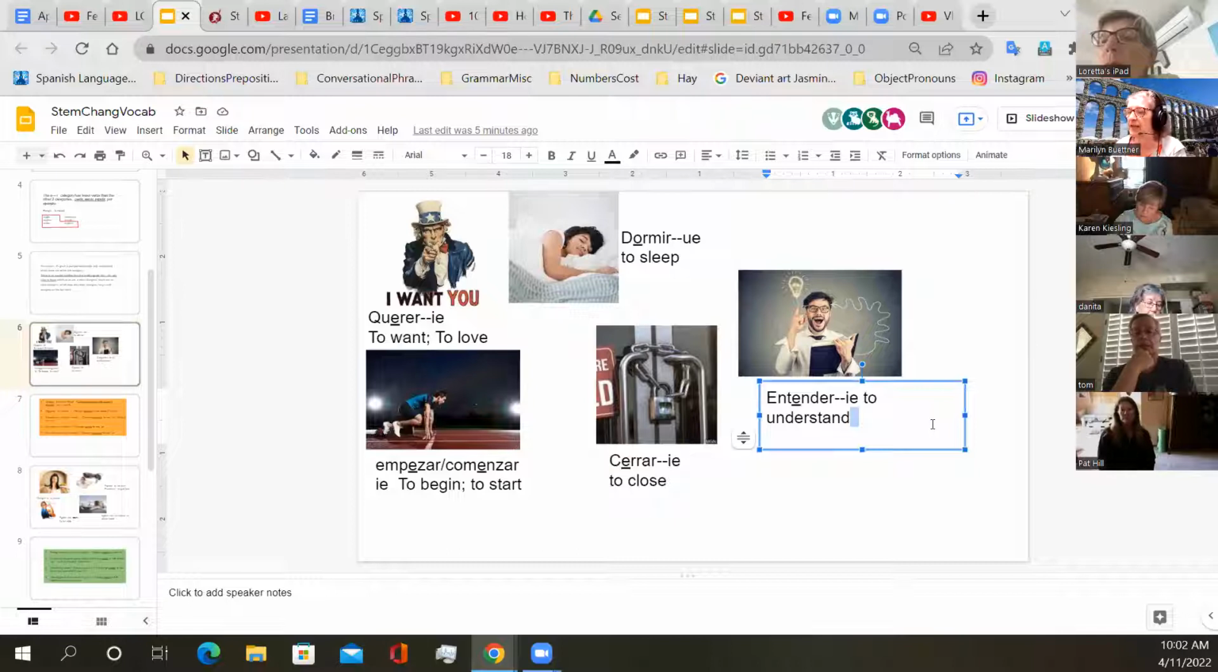So, entender, the e next to the er at the end is what gets the change. Not the n part at the beginning, but the ten part in the middle. So it becomes entiendo. I understand. I don't understand is just a no in front of it. No entiendo. Right? Entiendo. Yo. The tú form becomes entiendes.